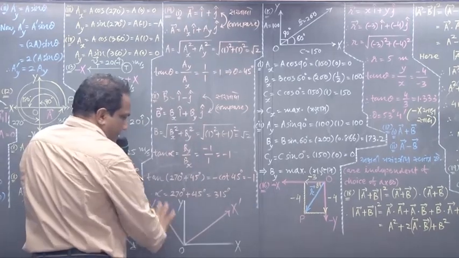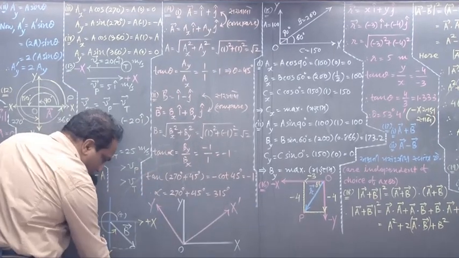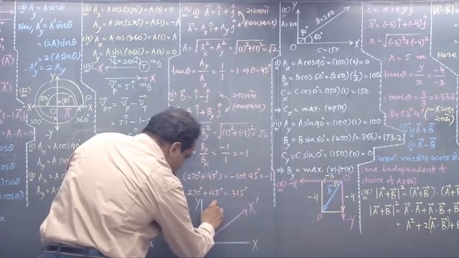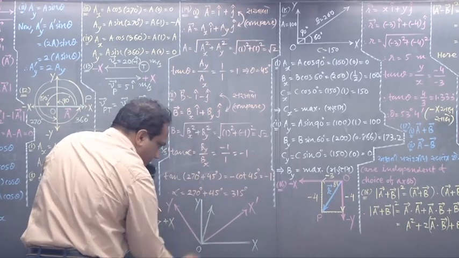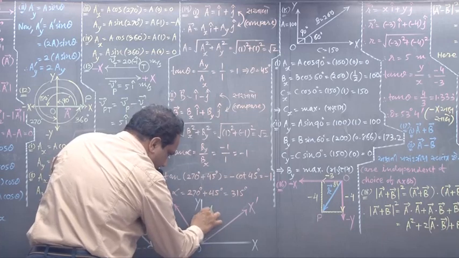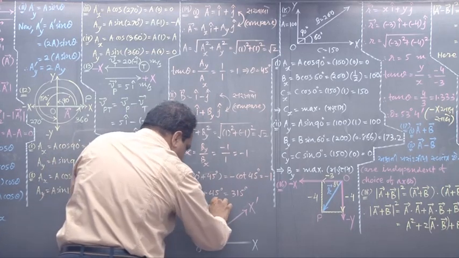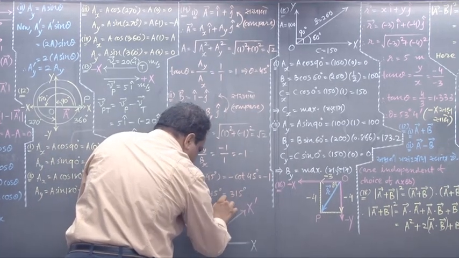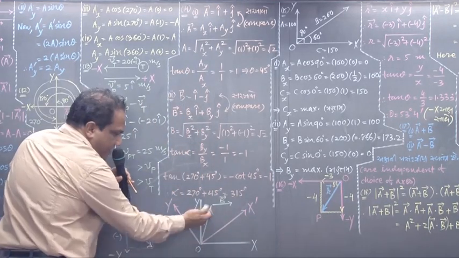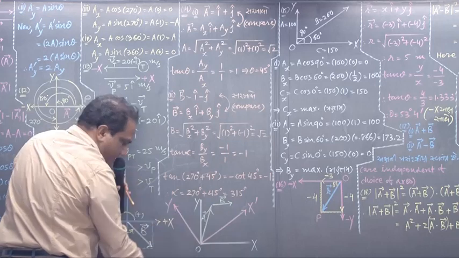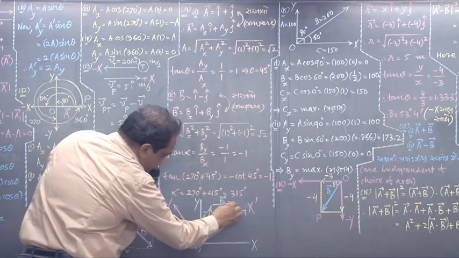Now tell me. In this space, suppose the first vector is this, vector A. Correct? The second vector is, suppose, this, say vector B. Now tell me, if somebody asks me what is vector A plus vector B, it will be this only.